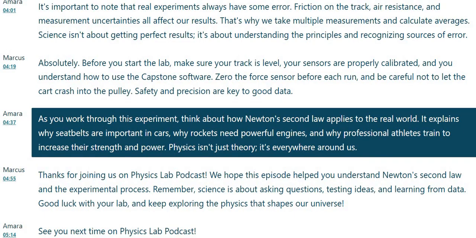As you work through this experiment, think about how Newton's second law applies to the real world. It explains why seatbelts are important in cars, why rockets need powerful engines, and why professional athletes train to increase their strength and power. Physics isn't just theory, it's everywhere around us.